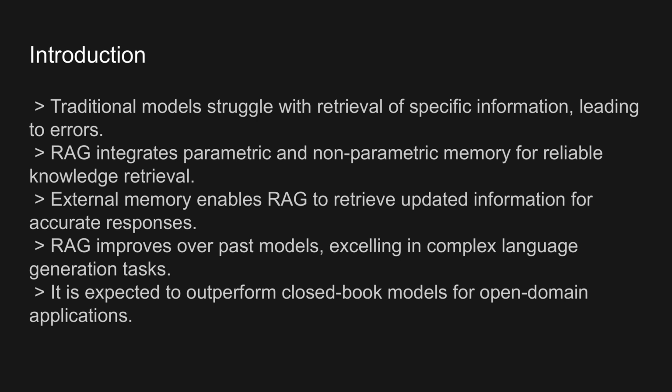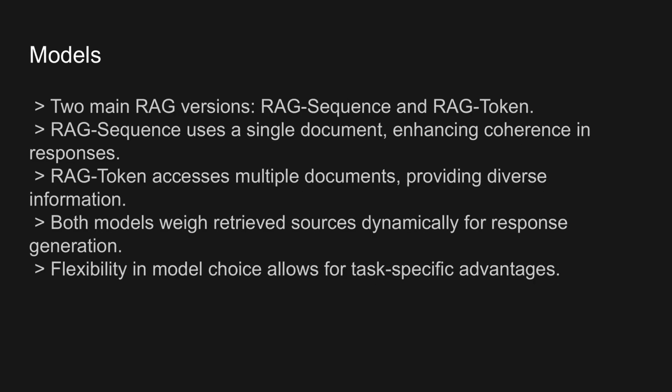Now let's move into the models section, where we'll look at the specific approaches used within RAG. This part lays out the mechanics of how RAG combines both retrieval and generation components, especially with the two main variants of the model, RAG sequence and RAG token. In this section, the authors introduce the two main versions of RAG, each offering a unique way of incorporating retrieved documents into the text generation process.